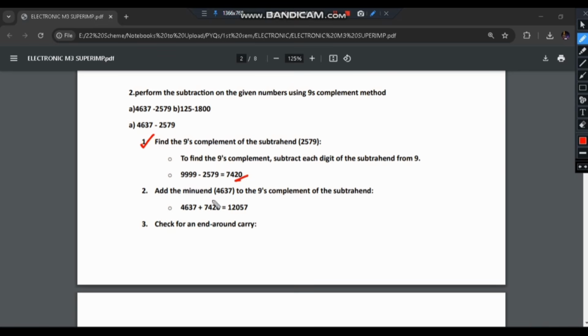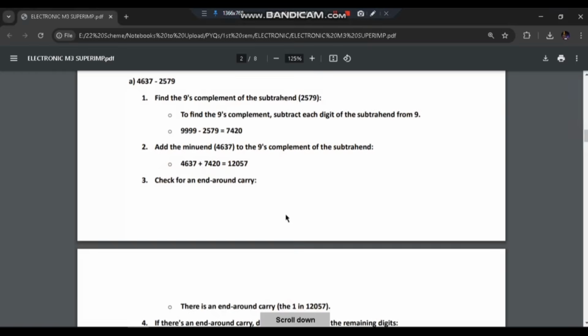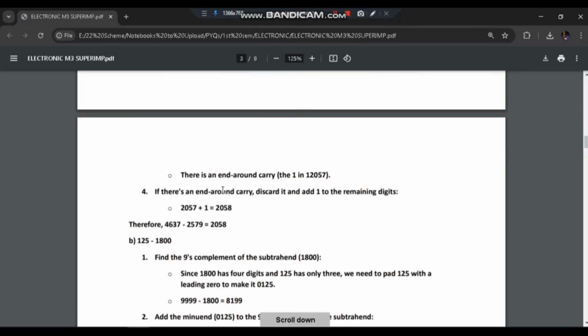Then add this value to the minuend. Minuend is the one which is subtracted from. It's 4637. 4637 plus 7420. When we do this, we'll be getting a 5-digit number. Now a 5-digit number means there is a carry. If 4 digits are there, we should get the value with 4 digits. If you are getting 5, there is an end around carry. That is nothing but 1 here, which is the end around carry, the last digit present.